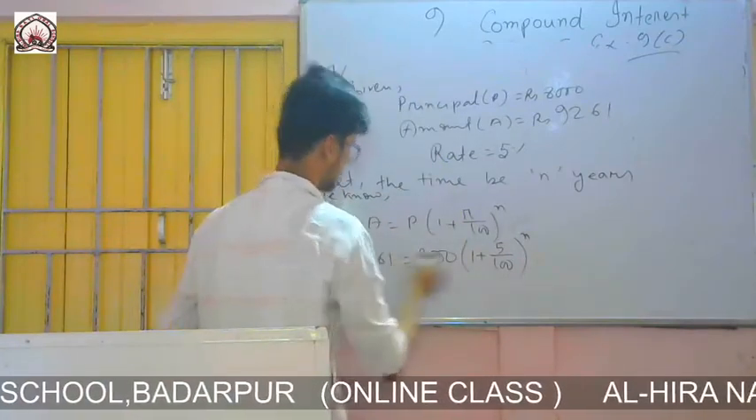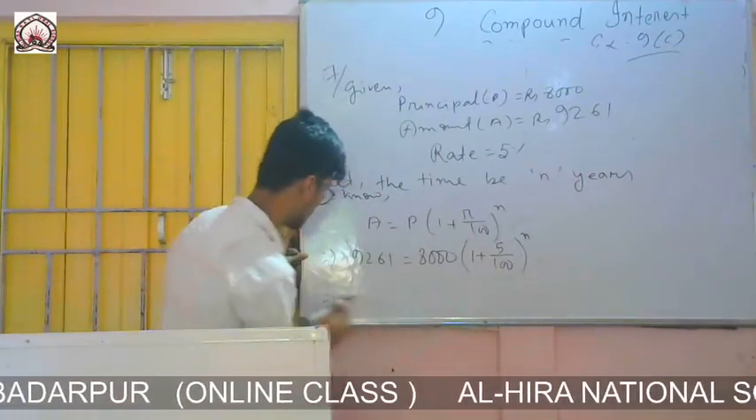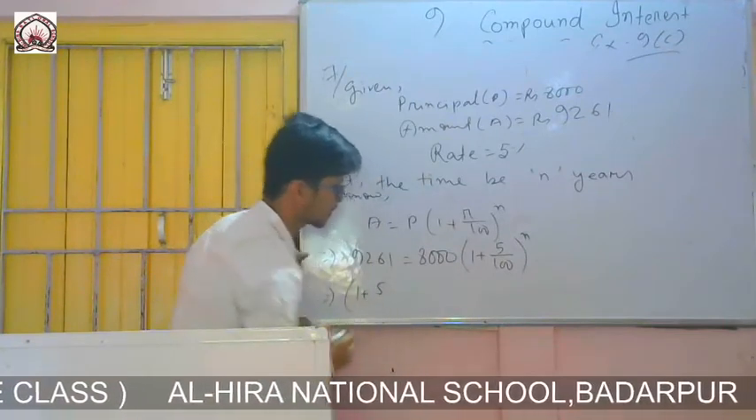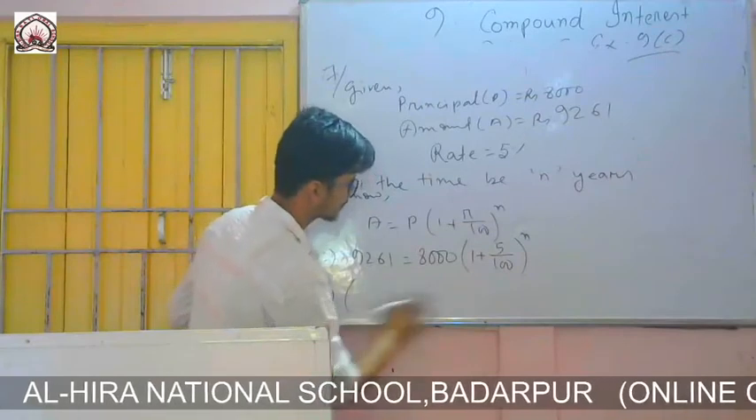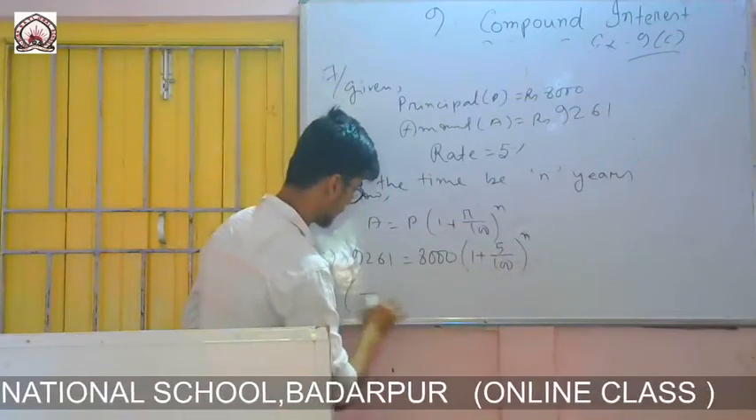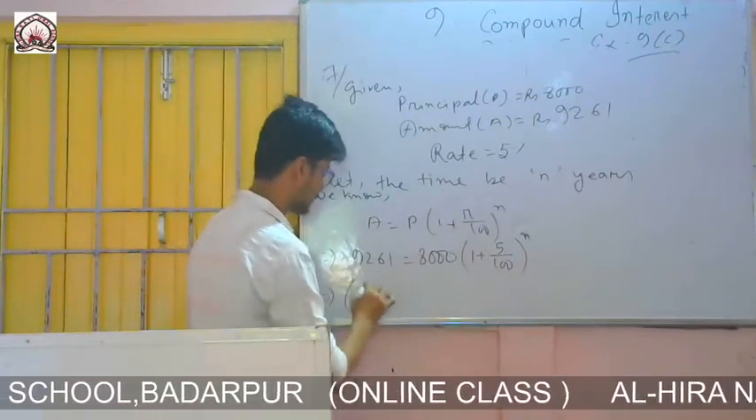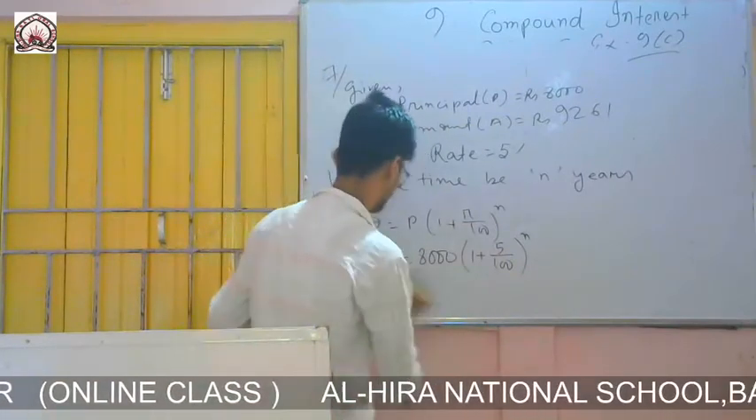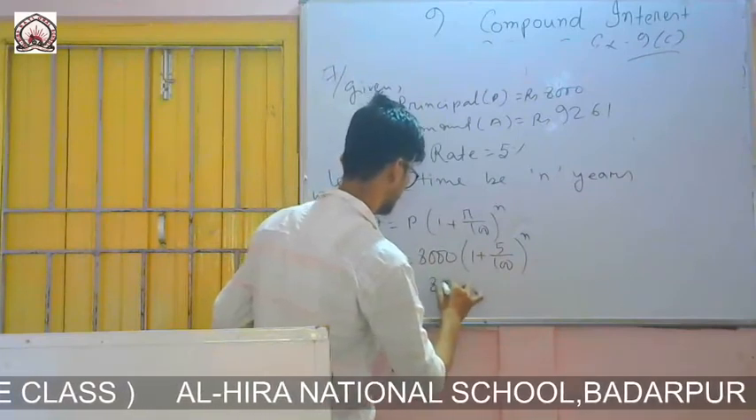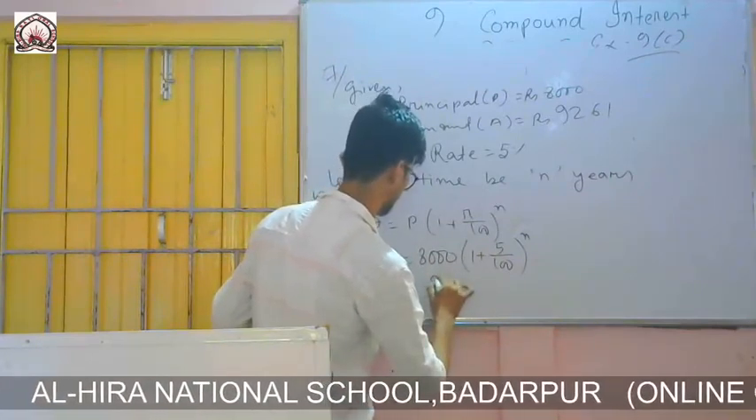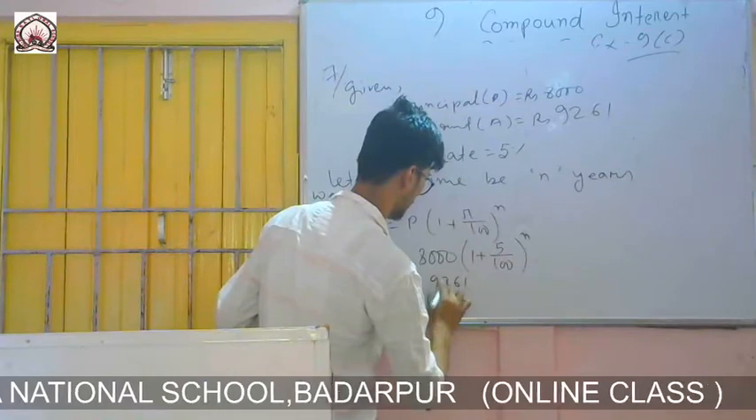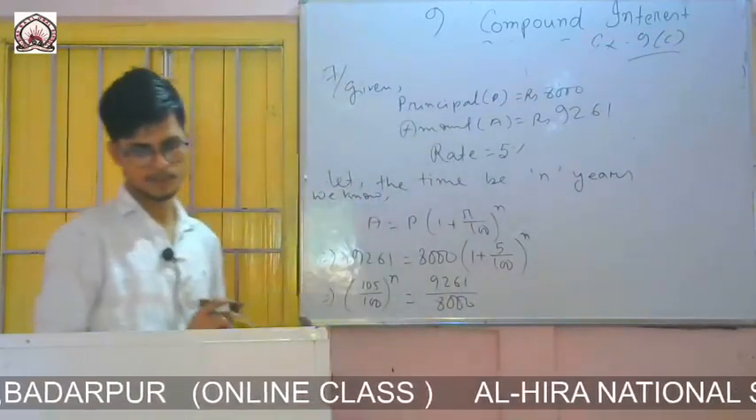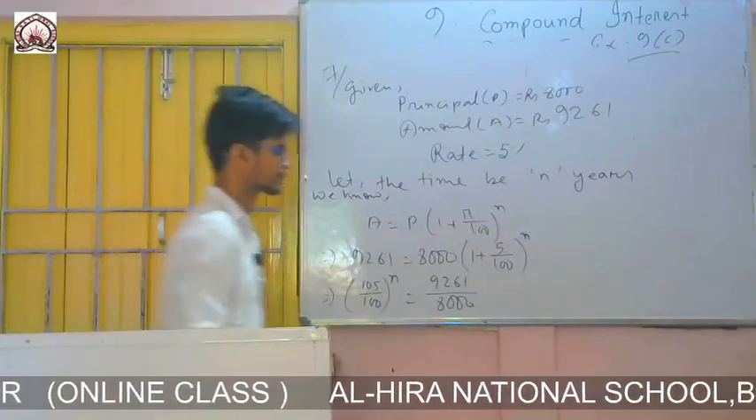Okay, after writing this line you write this one like earlier. I will change the side, it will be 1 plus 5 by you solve this one, it will be 1 plus 5, that means if I take the LCM it will be 100 plus 5, it is 105, and n will be there, and this one there it will be 9261 by 8,000.